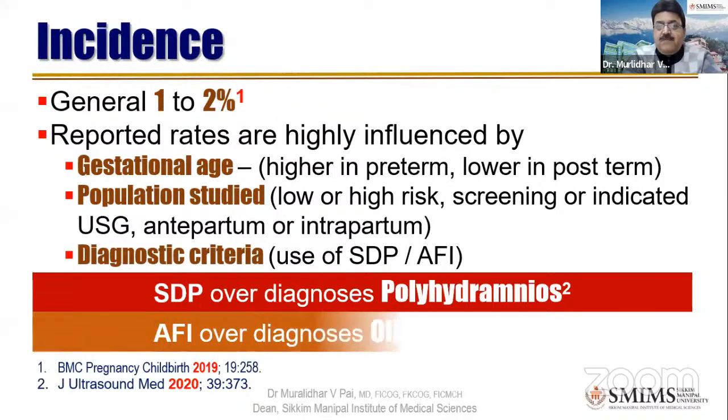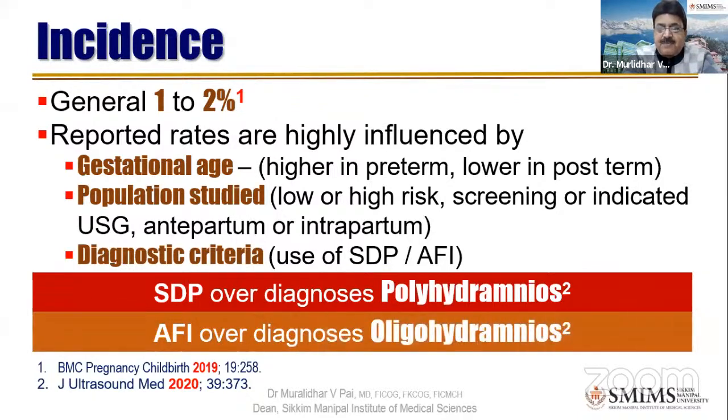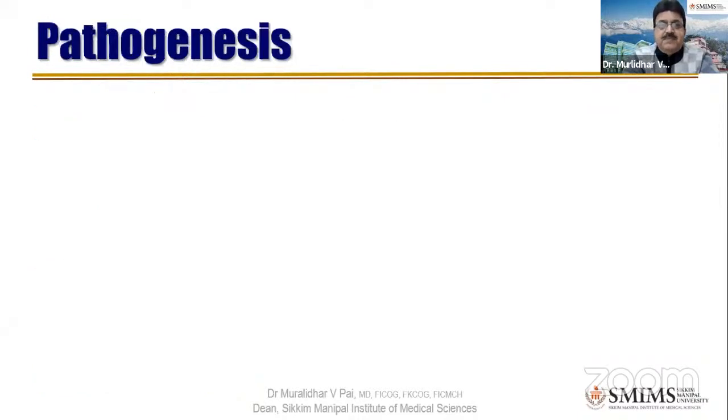Whereas if you used AFI, then you overdiagnose oligohydramnios, because AFI, you do it in 4 pockets. And in each pocket, you expect a little bit of liquor. It may not be there uniformly distributed. So you tend to diagnose more of oligohydramnios. This is very, very interesting, and it has to be kept in mind. Which diagnostic criteria you use to diagnose?